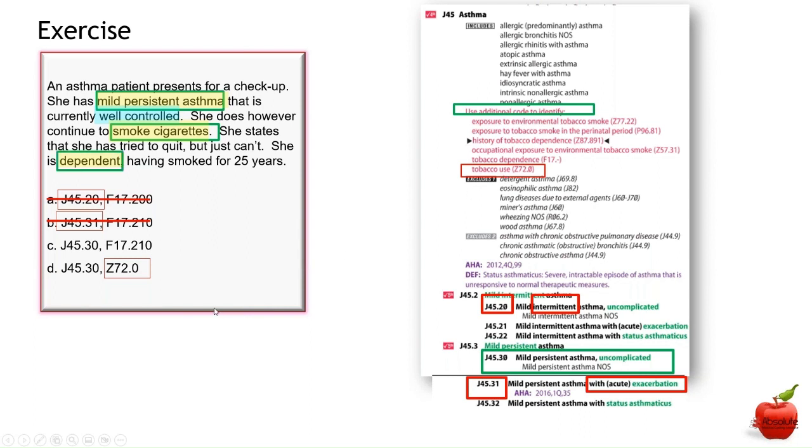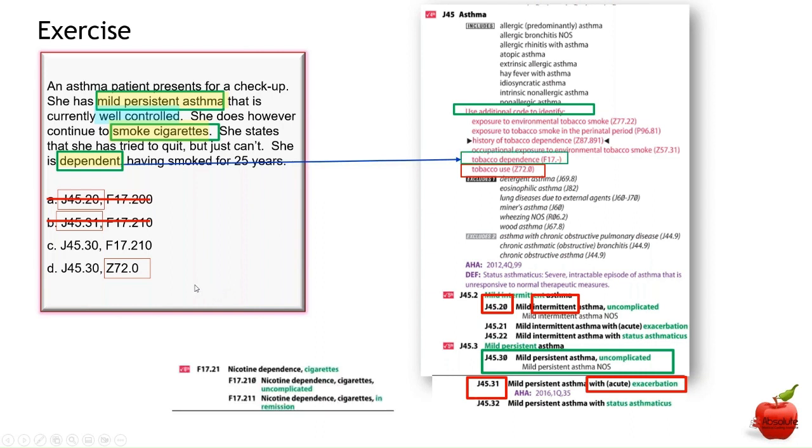Well, tobacco use, 272.0, this patient is a bit more involved with the cigarettes. It's a bit more extreme. It's a bit more serious, I would say. They're not only using, they are dependent on these cigarettes. So we're going to code for that. F17.210, nicotine dependence, cigarettes. That is a more concise, more specific code because they are dependent on the cigarettes, not only using. So we would eliminate D, and we're going to choose C.